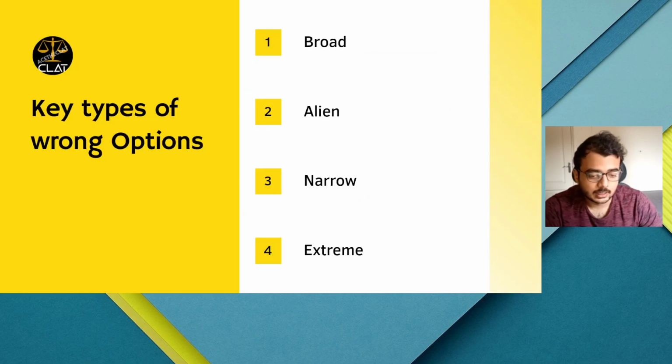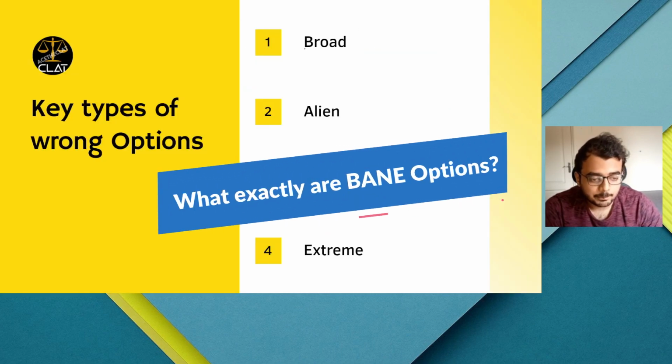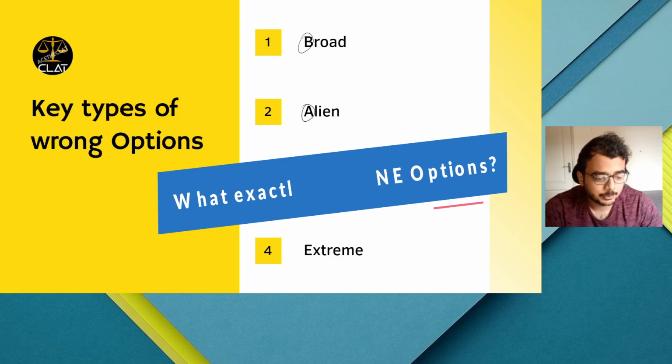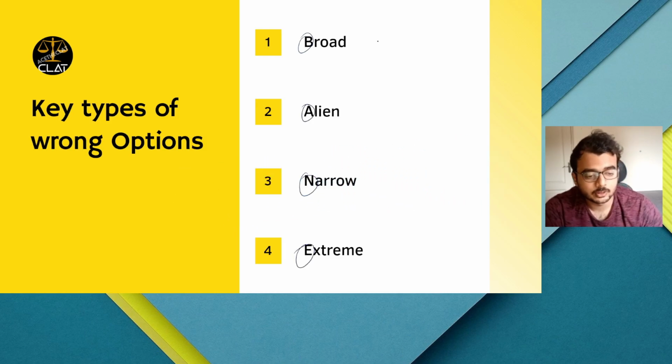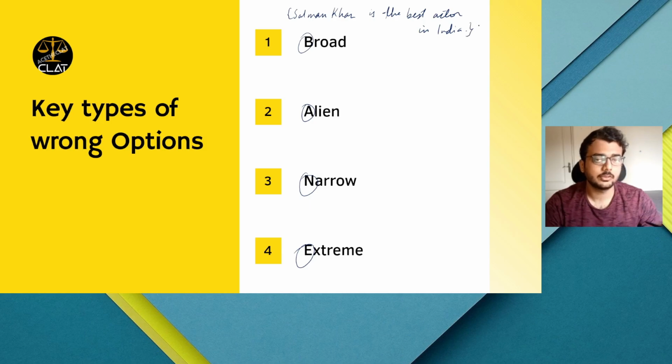What are they basically? BANE is an acronym for broad, alien, narrow and extreme options. Broad means, let me give you a clear example so everyone understands. Let's say the author's opinion is that Salman Khan is the best actor in the world. Okay, in India. This is the opinion of the author, that Salman Khan is the best actor in India. BANE options are basically used to create wrong answer choices.